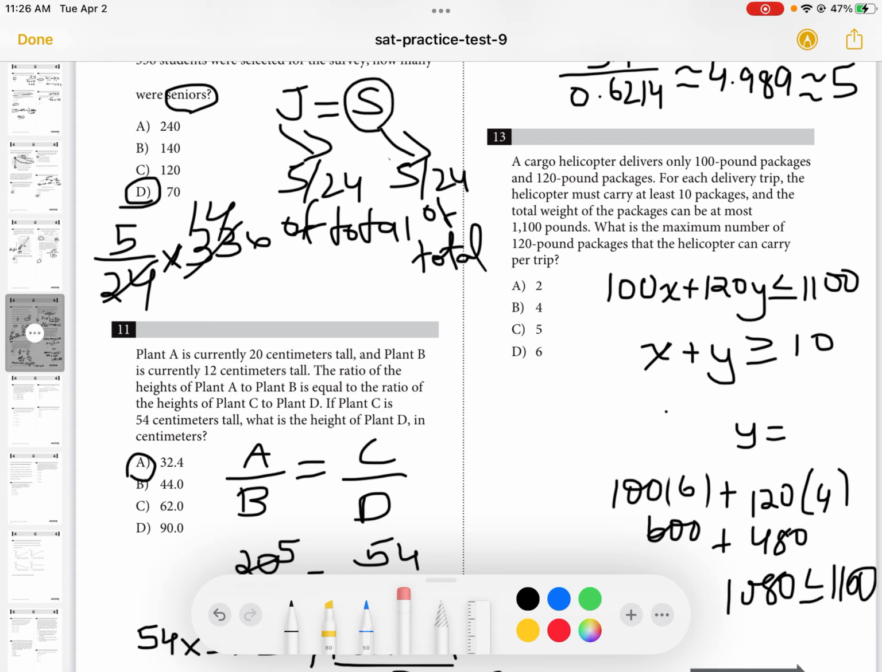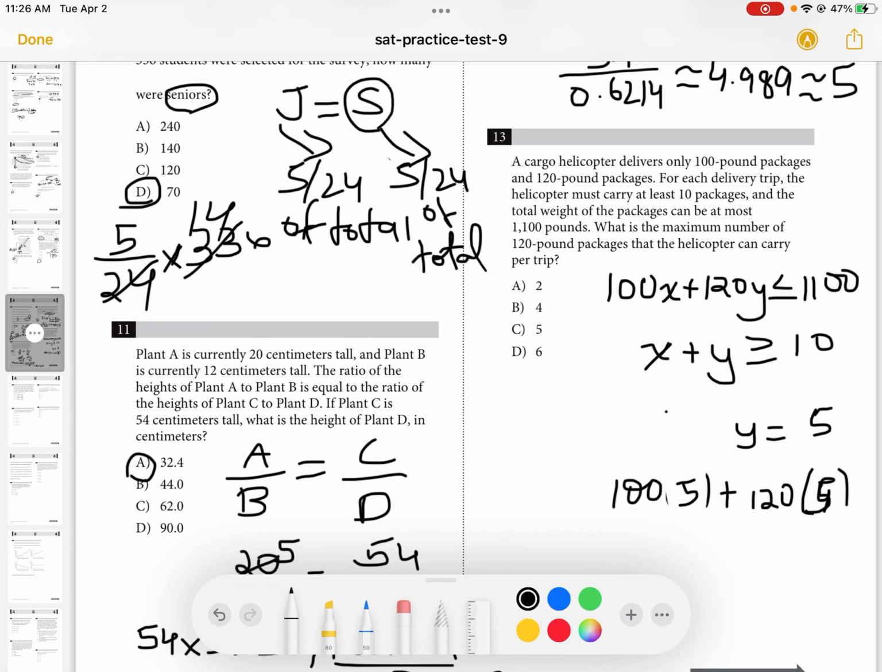Now if you do y equals 5, then we have 5 of each package. It's 500 plus 600. That's 1100. That meets the condition. That meets condition 1 and condition 2. We have 10 packages and we have 1100 pounds.